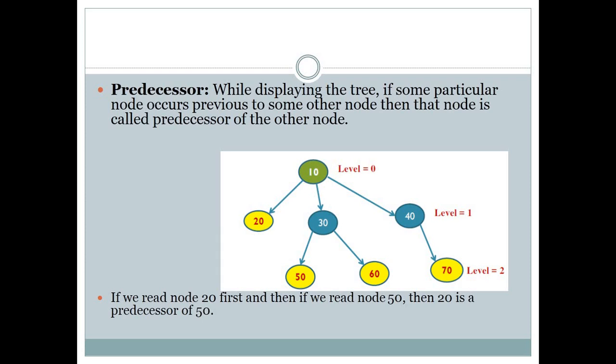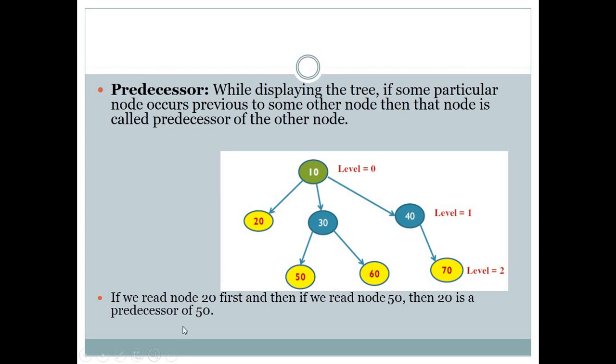Now next terminology is predecessors. So while displaying the tree, if some particular node occurs previous to some other node, then that node is called predecessor of our node. If we read our nodes like 10, 20, 30, 40, 50, 60, 70, then we read 10 before 20. So in that case 20 is the next node of 10, and 10 is the previous node of 20. So in that case 10 is the predecessor of 20.